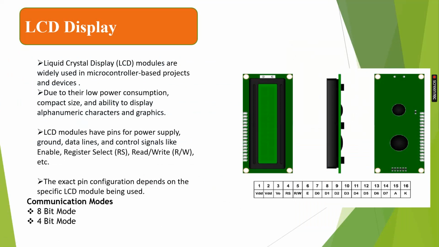LCD display. LCD's full form is liquid crystal display. These modules are used in microcontroller projects and devices. They are used because of low power consumption, compact size, and the ability to display alphanumerical characters and graphics. There are two types of communication modes in these LCDs: 8-bit mode and 4-bit mode. In this project, we use 8-bit mode communication.